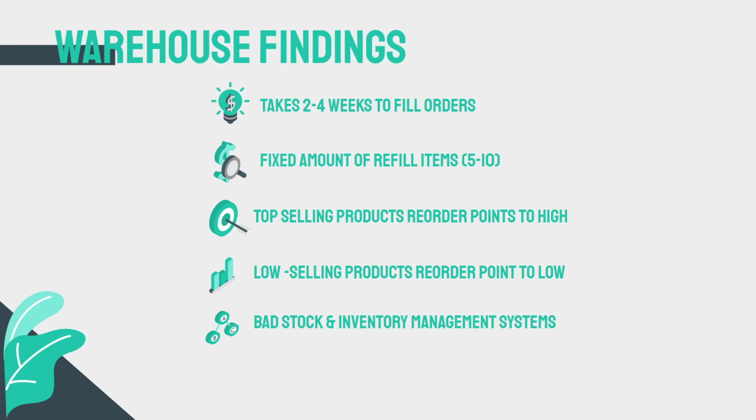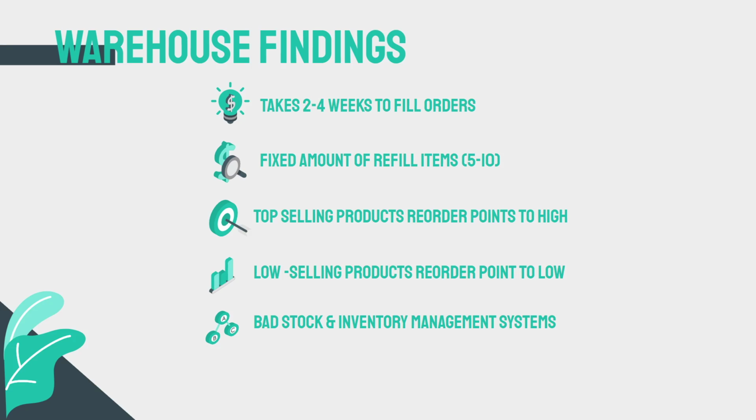So the warehouse findings, based off of this analysis, I'm finding that it takes on average 2 to 4 weeks to fill orders. On average, it takes 2 weeks to process an order from the store to the warehouse, and it goes through this long accounting process, which we're going to talk about in just a minute. I found that on average, it takes the warehouse 2 to 4 weeks to supply a store with the products it needs to meet the customer demand.